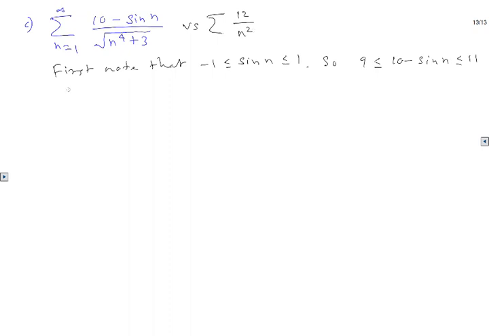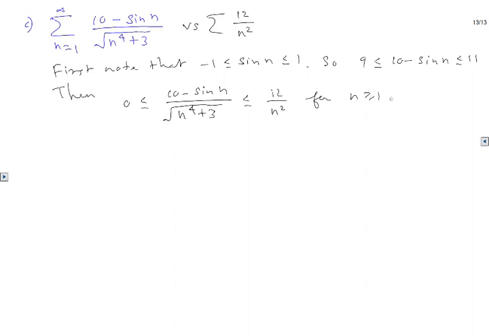Okay, so then what can happen? Then you can say that 0 is less than or equal to (10 minus sine n) over the square root of n to the 4th plus 3, which is less than or equal to, if you put 12 and you are adding here, that means this is going to be smaller than 12 over n squared. If you have a minus sign, we cannot make this argument, so we have to think about something else. But with the plus sign, we can do it. If we have n squared plus n squared minus 3, this is not true. This holds for n greater than or equal to 1.